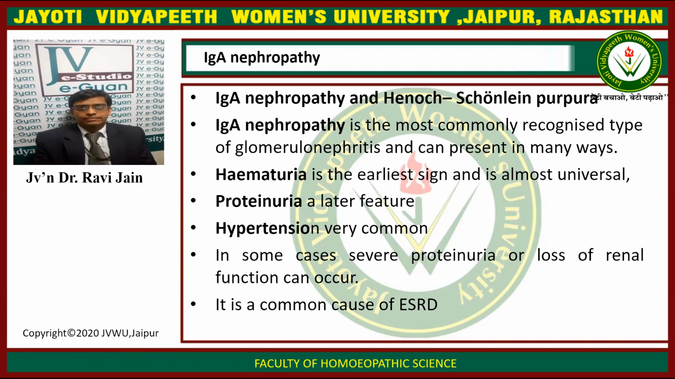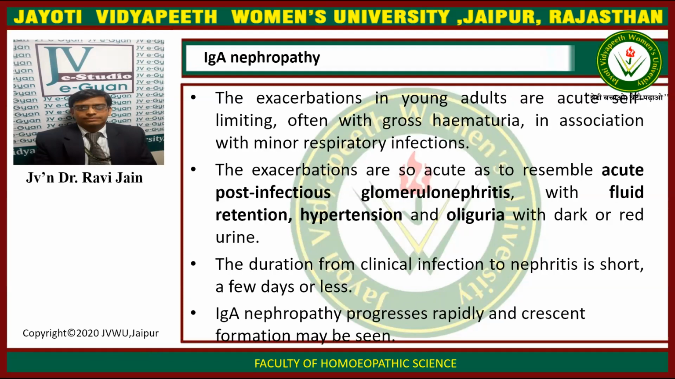We have hematuria, which is the earliest sign and is the most universal. We have proteinuria that occurs later, and hypertension that is very common. So there are three important features of IgA nephropathy: hematuria, proteinuria, and hypertension. In some of the cases, there is severe proteinuria and loss of renal function. It is a common cause of end-stage renal disease, that is ESRD.